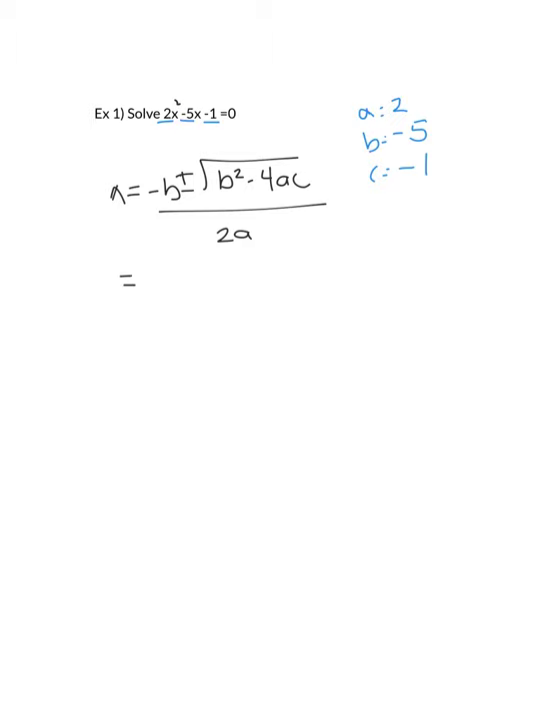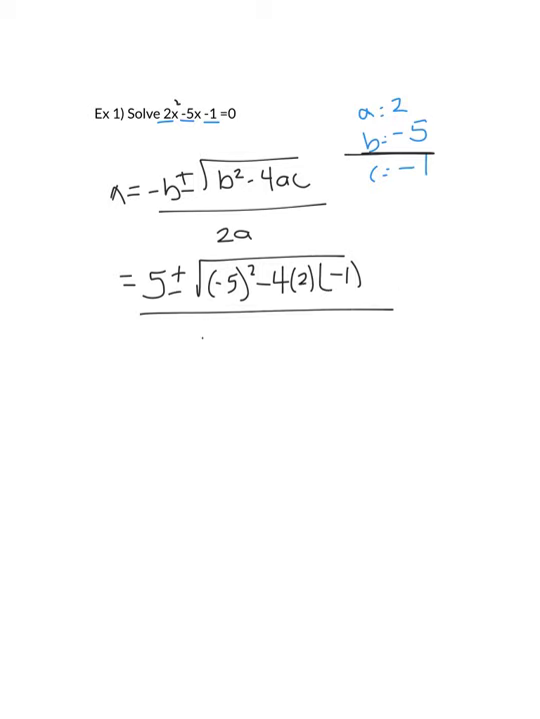The first thing that I need is negative b. My b is already a negative 5, which means that what I'm plugging in is the opposite of that. So I'm actually plugging in a positive 5. So 5 plus or minus the square root of b squared, so negative 5 squared, minus 4 times a, which was 2, and c, which was negative 1. And then all of that is divided by 2 times a, and my a was 2.